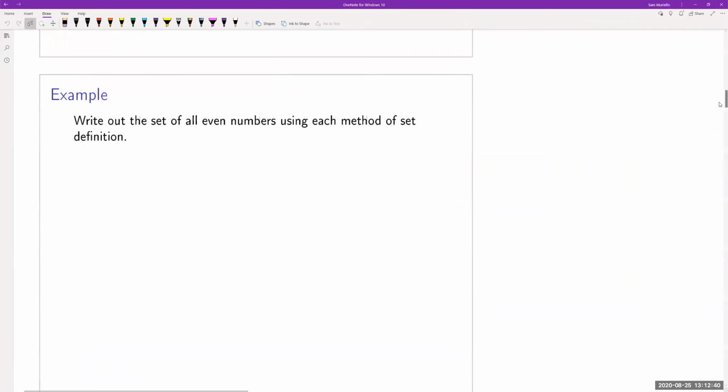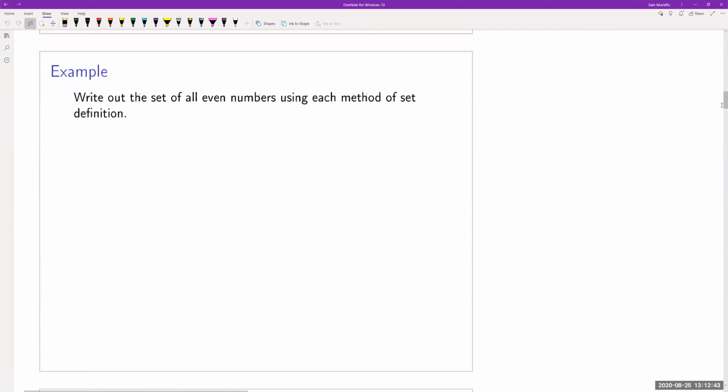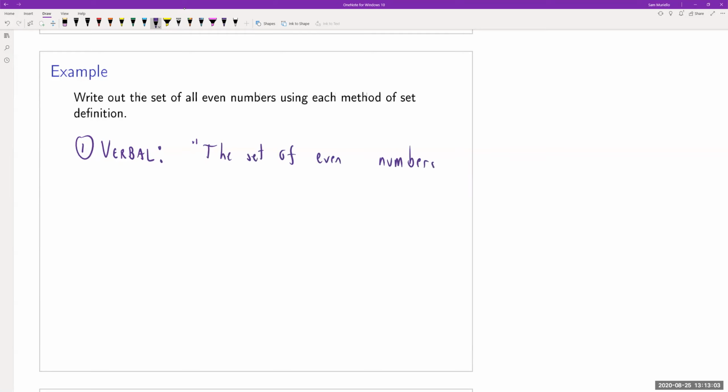So let's show an example here, and let's do this with the set of even numbers. We want to be able to write out the set of all even numbers using each one. So the first one here is verbal. And all we need to do here is we need to say the set of even numbers. Nothing fancy in the verbal method. Now, if you don't know what even numbers means, that might not be specific enough. So the next thing we can do is we can talk about the roster method, excuse me.